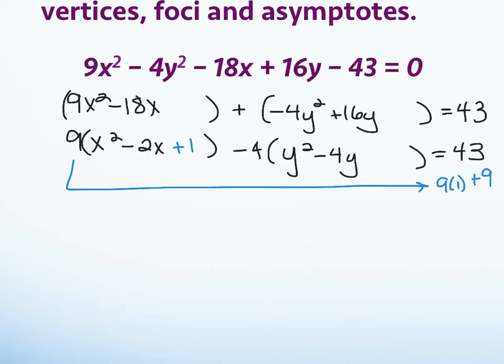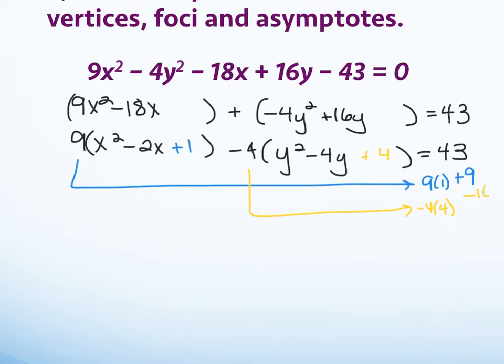Repeat the process for the second set of parentheses. 4 divided by 2 is 2. 2 squared is 4. Add it here. And again, multiply it. This time I'm multiplying by a -4, which means I'm actually going to subtract 16.